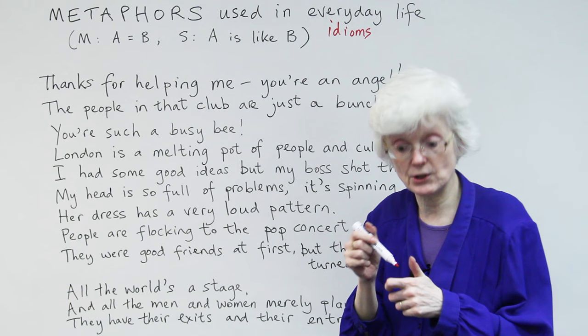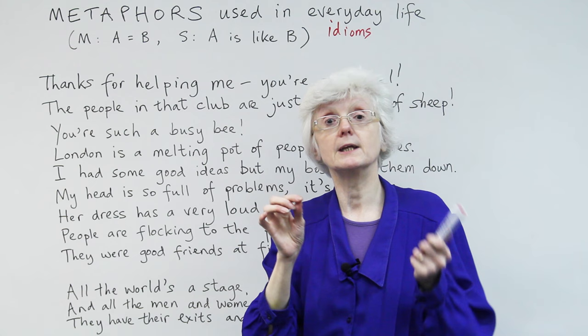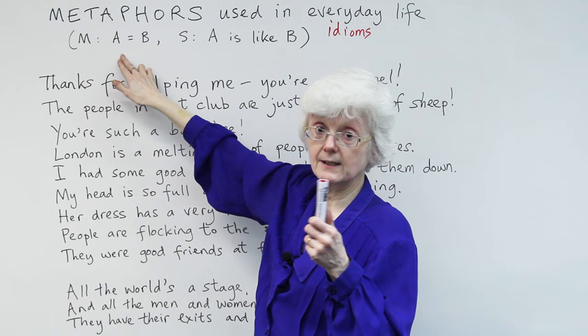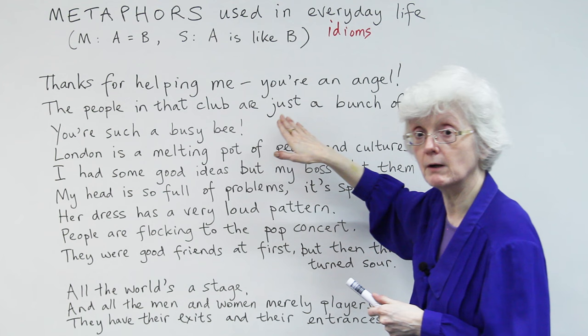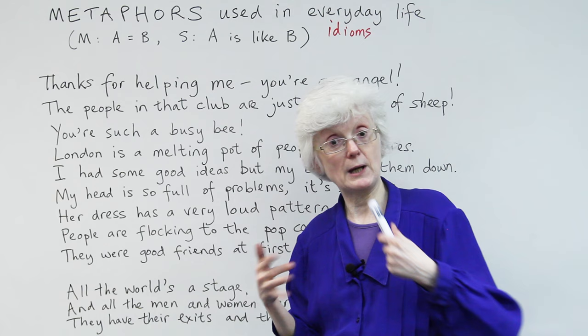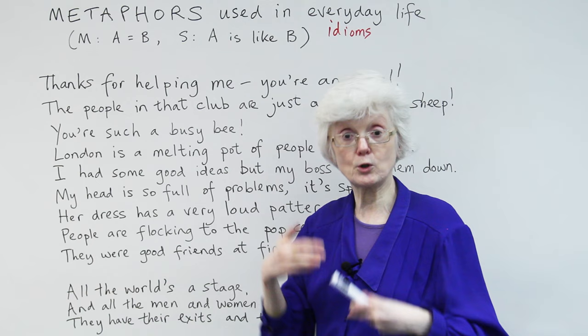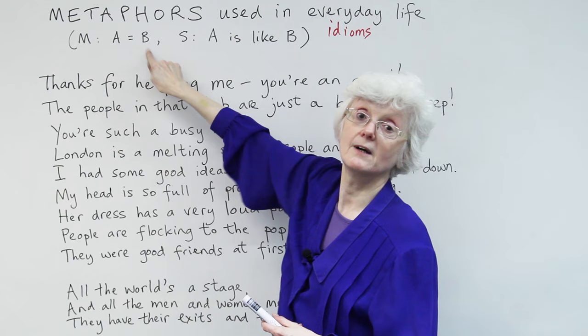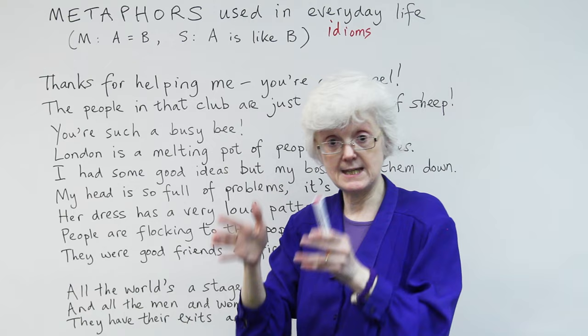But I just want to mention that there are metaphors and similes, and they're similar in a way, but different. So a metaphor says one thing is another thing. So, for example, in my first sentence here, thanks for helping me, you're an angel. An angel is supposed to be a good person who helps people, but you're talking here to an ordinary human being and calling them an angel because they've helped you. So you equals angel. So in a metaphor, it's saying something is or somebody is something else.